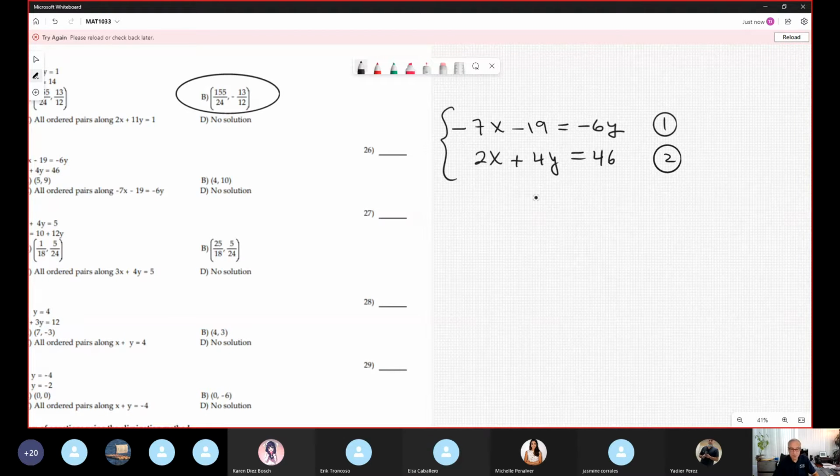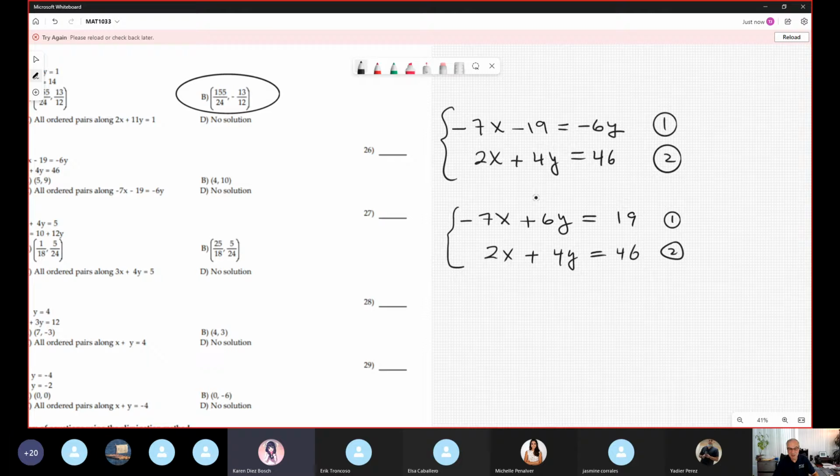First of all, you express the equations in standard form. This is minus 7x. I move 6y to the left and 19 I move to the right, so it equals 19. And the second equation is 2x plus 4y equals 46. This is already in standard form, I don't need to change equation 2. Now both equations are in standard form, more clear. At least this is organized.